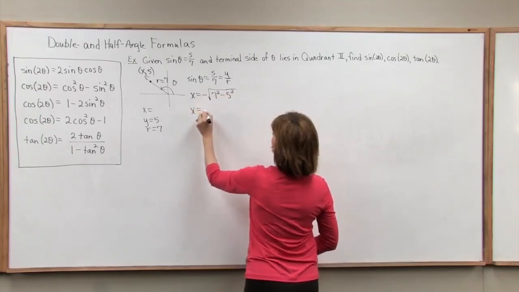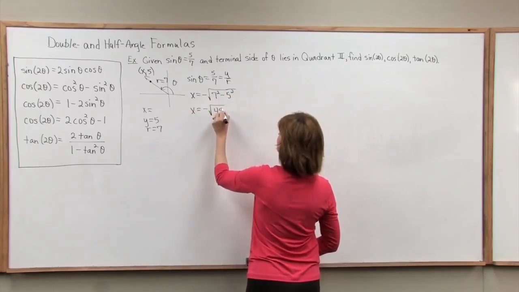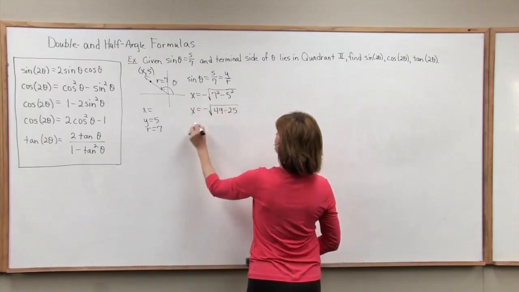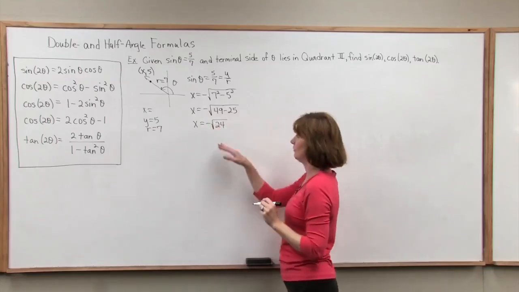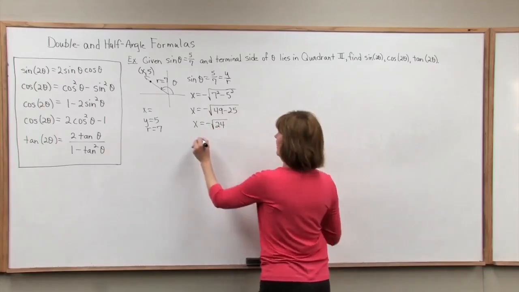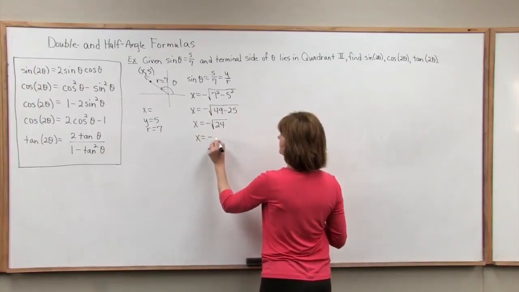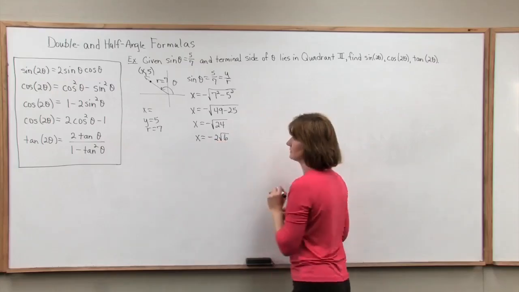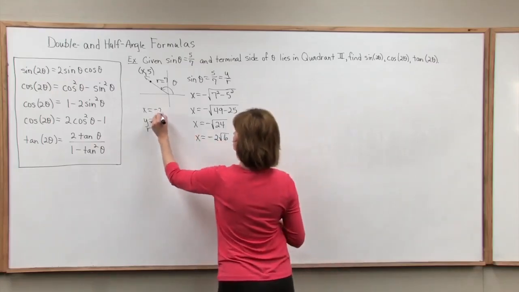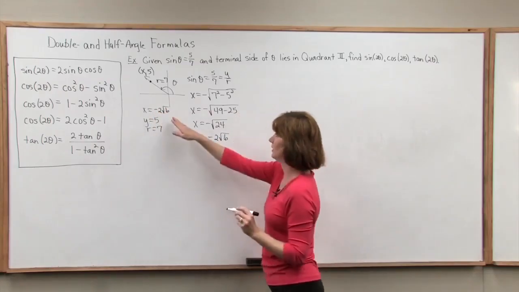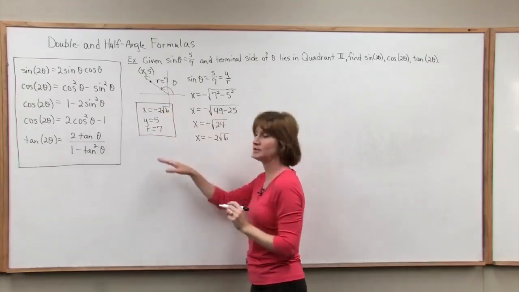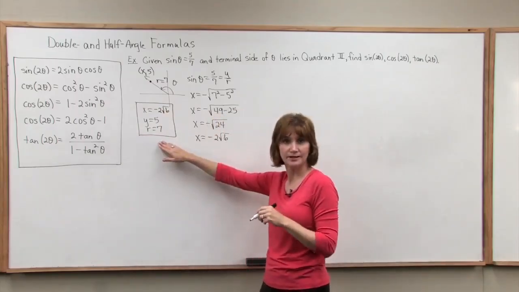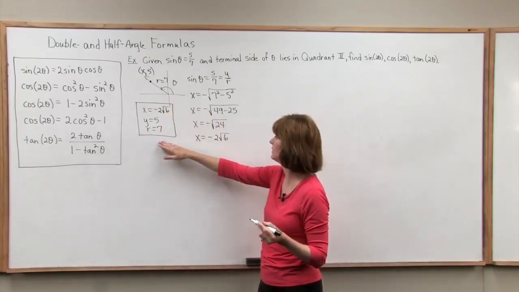What does that give me? 49 minus 25 is what, 24? And remember, we're always asked to simplify radicals if we can. This is the same thing as negative 2 square roots of 6. So now we know x, y, and r. This is very important. Always pay attention to whether x and y are positive or negative in your quadrants.